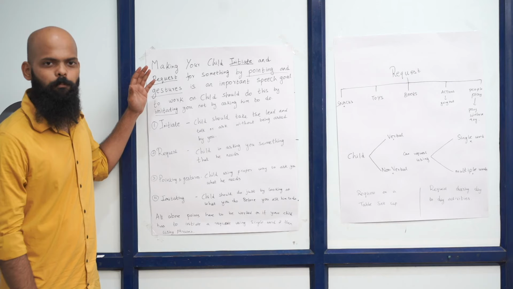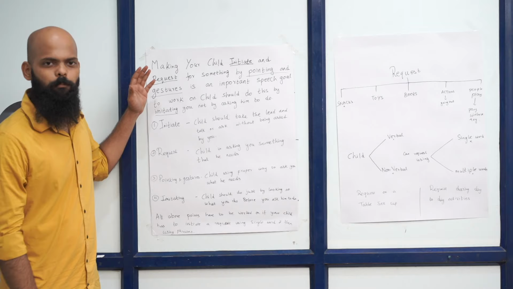Initiate. Here initiate means child should take the lead and talk or ask without being asked by you. Request. Child is asking you something that he needs. Pointing and gestures. Child using proper way to ask you what he needs. Imitating. Child should do just by looking at what you do before you ask him to do. All above points have to be worked on if your child has to initiate a request using single word and then using phrases.